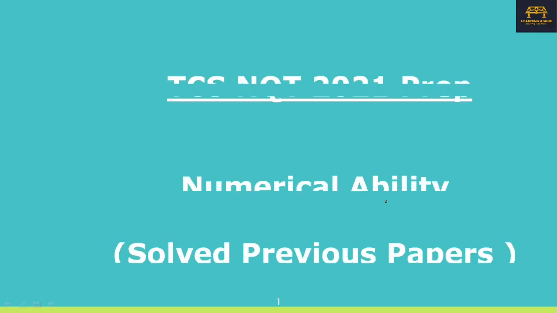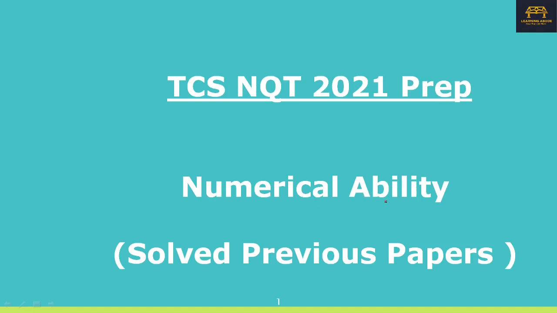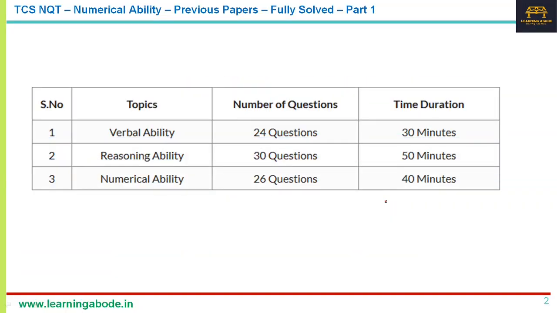Welcome to Learning About. In this video, I'll be solving the TCS NQT's numerical ability questions from the previous sessions and the previous year papers. As you know, the cognitive ability NQT is a compulsory one for any career choice. That cognitive ability NQT has got three sections: verbal ability, reasoning ability, and numerical ability. All these questions don't have any negative marking, and you have multiple choice questions given.